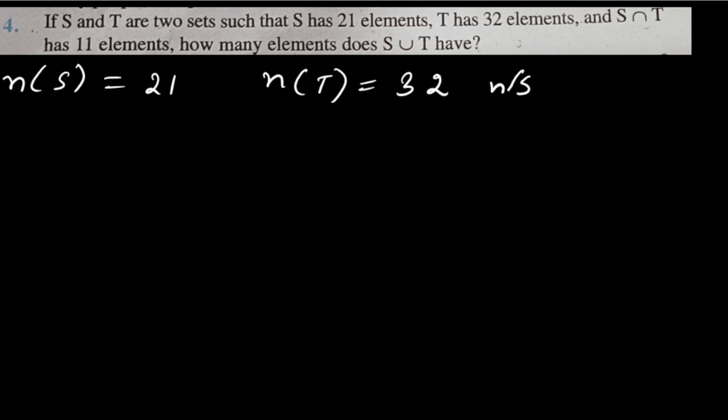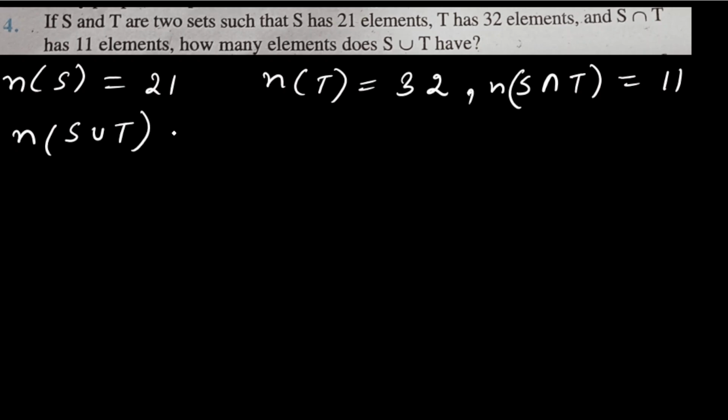Let's do the next one. The next one is also a similar kind, but let's see what we have to find. S and T are two sets. How many elements does S have? 21. How many elements does T have? 32. The intersection elements are also given to us. It is 11. So what do I have to find? How many elements does their union have? So I have to find this.